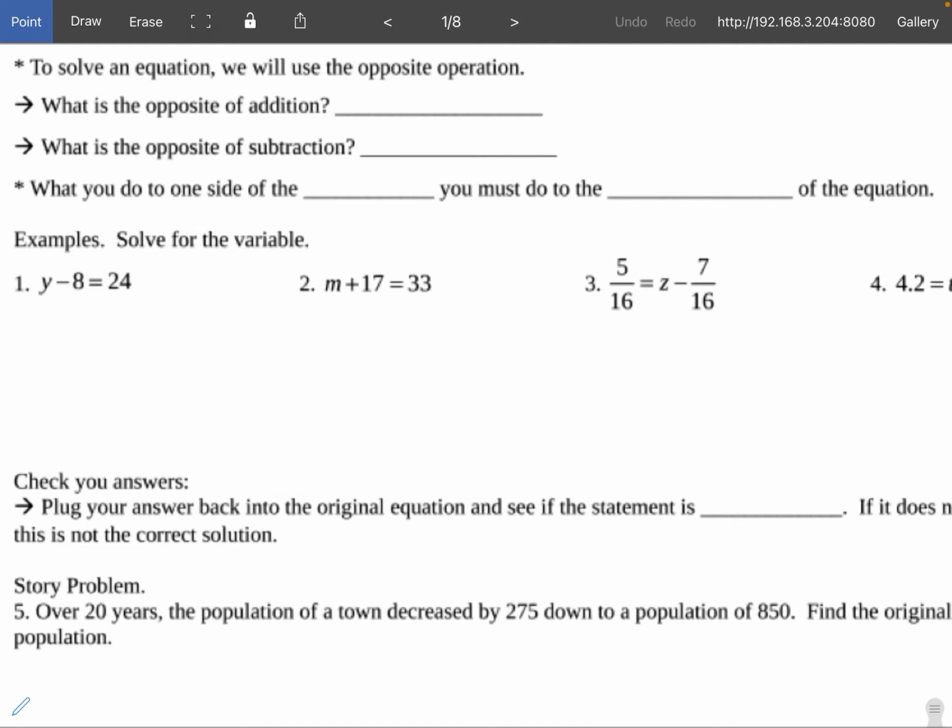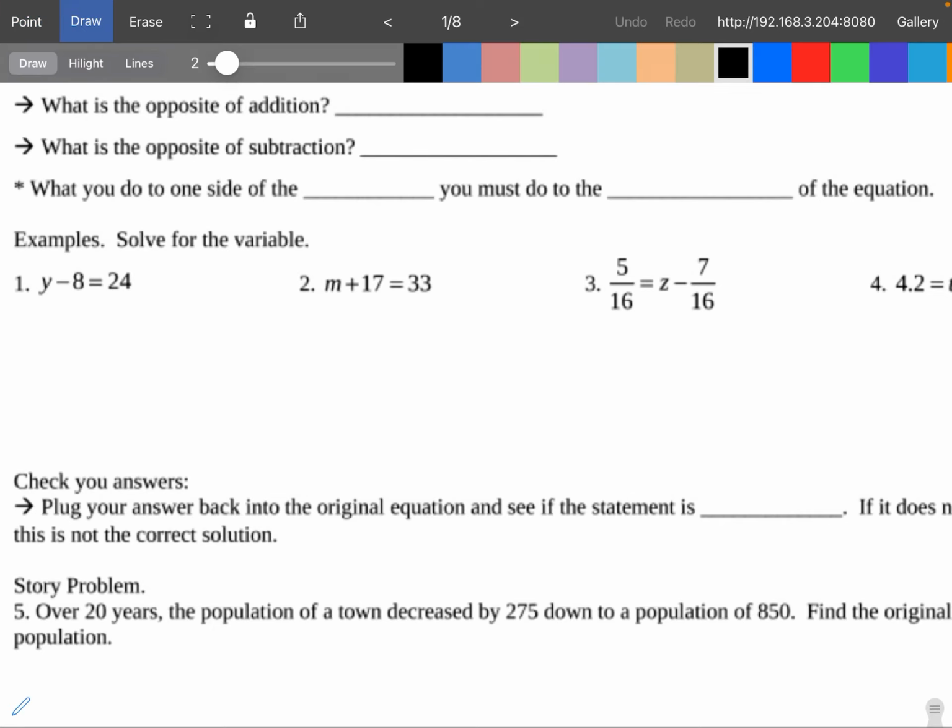All right, so at the top here it says to solve an equation. To solve an equation, we will use the opposite operation. So the first question there says, what's the opposite of addition? Subtraction, good. So we're going to write subtraction in right here. And then the next question says, what's the opposite of subtraction? That's addition.